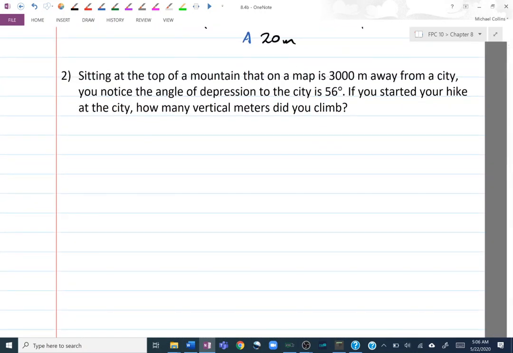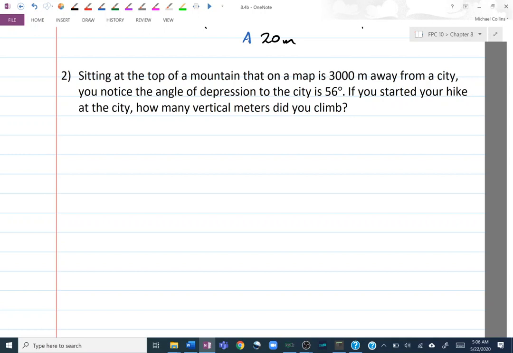Sitting at the top of a mountain that on a map is 3,000 meters away from a city. You notice the angle of depression to the city is 56 degrees. If you start your hike at the city, how many vertical meters did you climb?